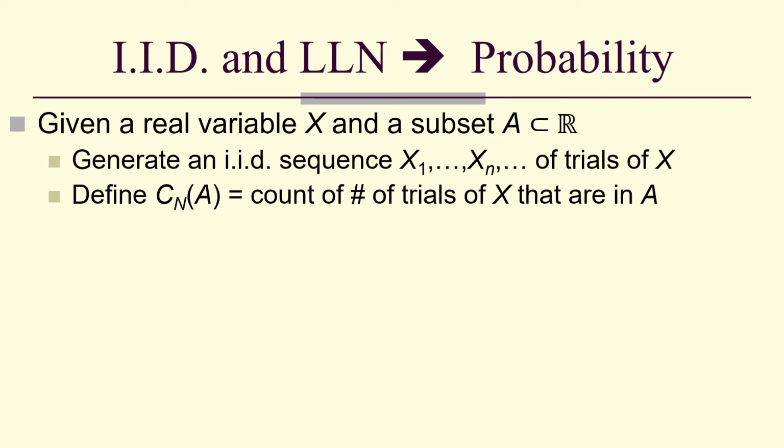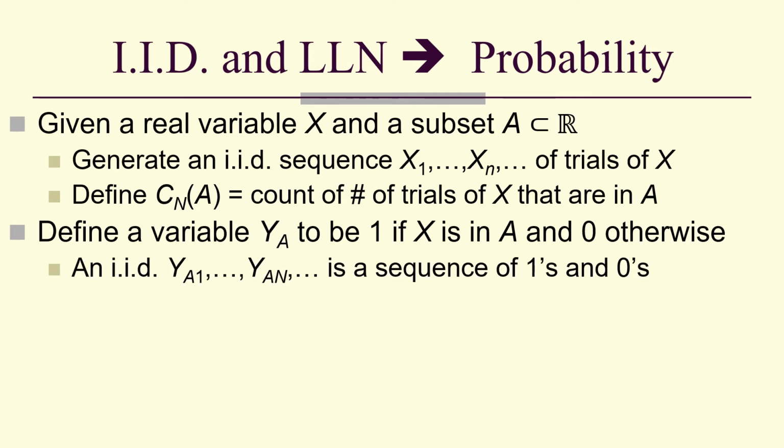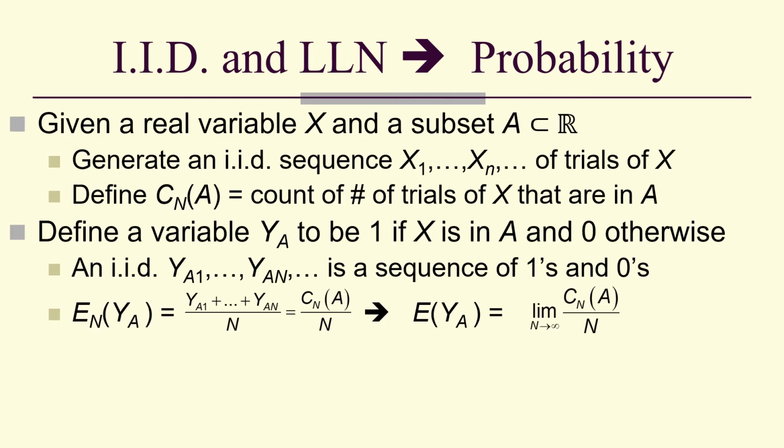We're going to define the count after n trials of A to be the number of trials of X that are in A in those n trials. We're also going to define a variable y sub A to be 1 when X is in A and 0 otherwise. Then we can take a sequence of trials of the y's. The sample mean of the y's is the same as the count over the number of trials.